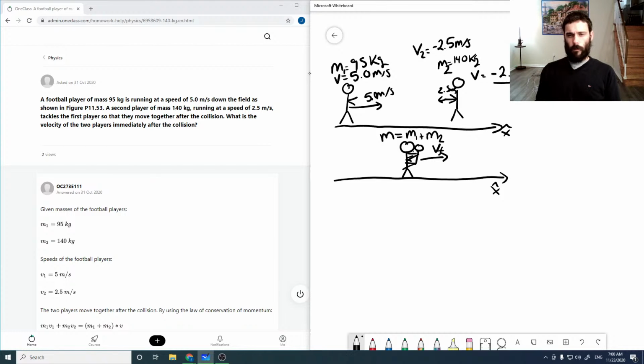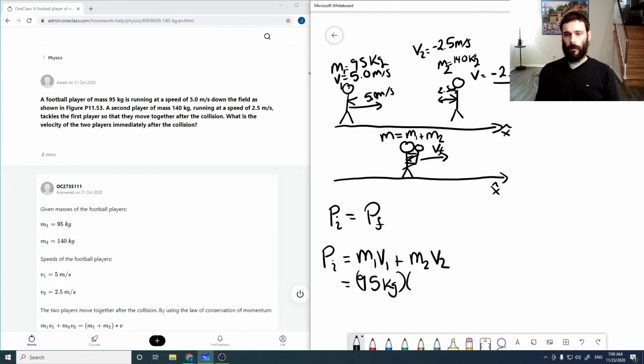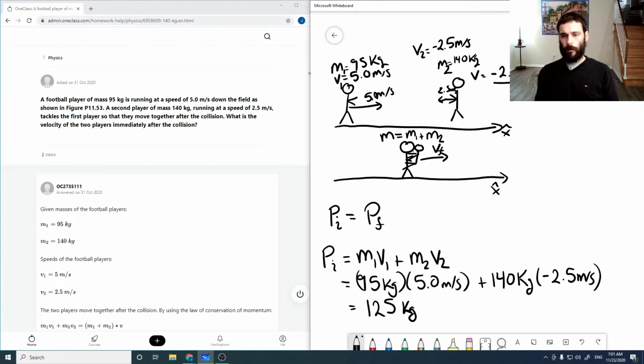The idea here is that your initial momentum must equal your momentum in the final case. Your initial momentum is m1v1 plus m2v2, which is 95 kilograms times 5 meters per second plus 140 kilograms times minus 2.5 meters per second, which, if we run this through our calculator, comes out to be 125 kilograms meters per second.